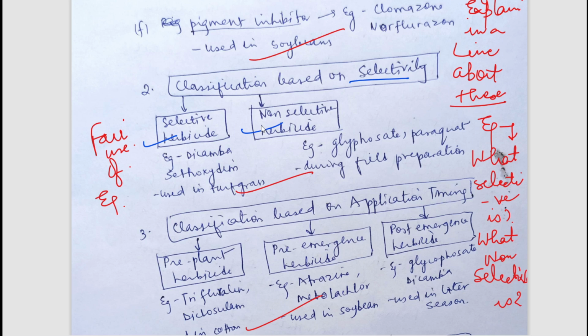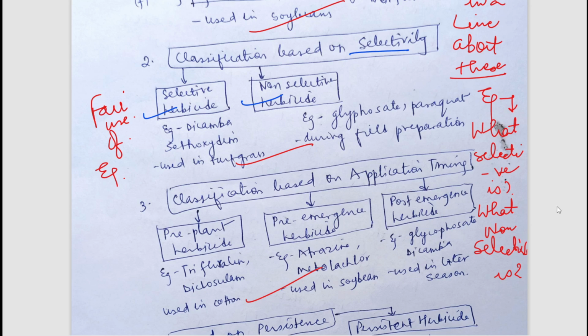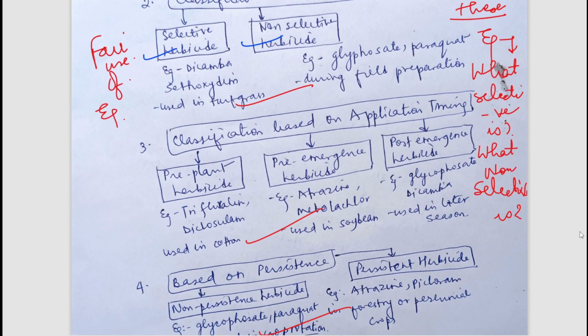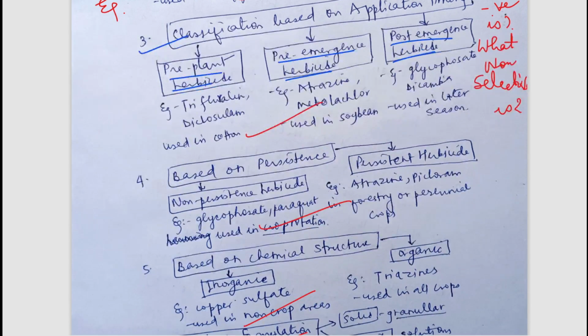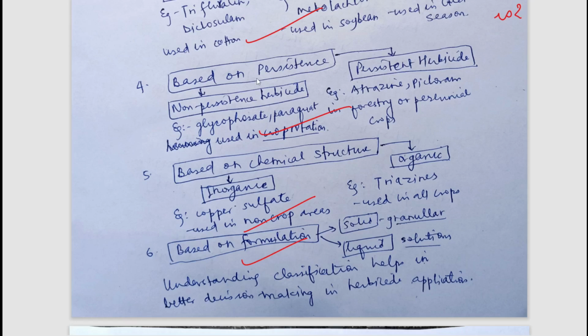It is not necessary to elaborate in detail. Just a single line can define it to enhance your answers. So, fair use of examples. Keep these things in mind whenever you are writing your own answers. Now again, there is classification based on application timing. It could be pre-plant herbicide, that is before planting the crop. It could be pre-emergence herbicide, that is after sowing the seeds but before the emergence of the crops, or post-emergence herbicides. Examples have been well mentioned. Based on persistence, it is also mentioned, such as non-persistent and persistent herbicides.